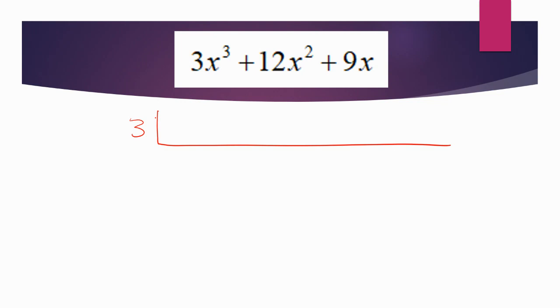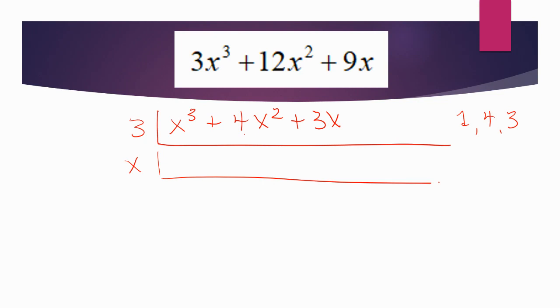And I'm going to pull out a 3. Gives me x cubed plus 4x squared plus 3x. So number-wise, that means 1, 4, 3. 3 and 1 are prime. 1, 4, and 3. The only thing they all have in common would be a 1. So we're done numerically. Next thing in line is an x. So we can put an x. Needs to have x squared plus 4x plus 3.